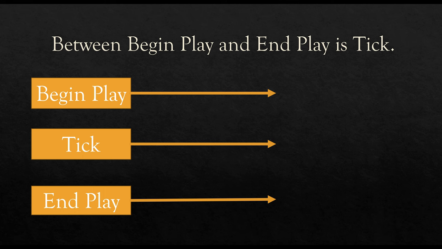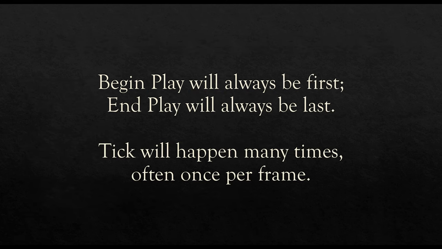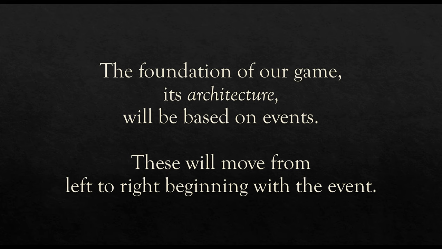So to review what I've been talking about, begin play will always be first, end play will always be last, tick will happen many times, generally once per frame, so frames per second is something we'll talk about when we get into that. The foundation of our games, though, its architecture, and hence the need for this video, is to get us to thinking about events. When things happen, when play begins, when play ends, when the tick happens, or, as we'll talk about, input happening, when the player presses a certain button, or when the player presses a certain button combination, we can respond to it.